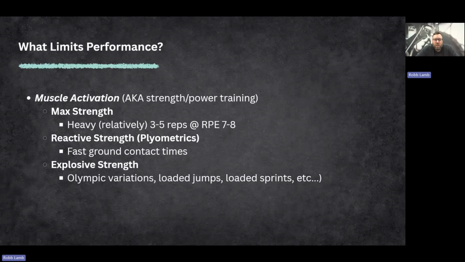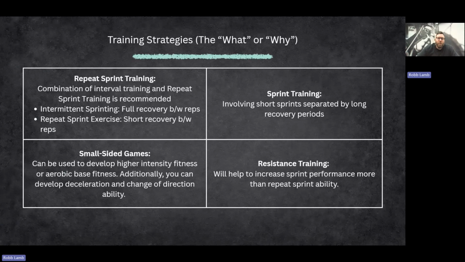And then explosive strength, so getting really fast at jumping with loaded weights. That could be like Olympic lifting variations, loaded jumps, loaded sprints, things like that. To kind of help with that strength and power aspect of not limiting performance and raising your sprint speed so you can recover faster and keep doing that again. So we're gonna talk about methods and strategies. So methods are kind of like the how, and training strategies are kind of the what or why. And so these are just some examples of how, like, what you're training when you're doing this.